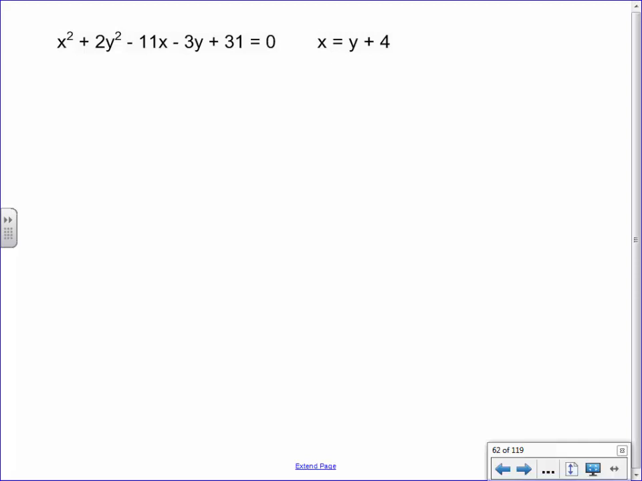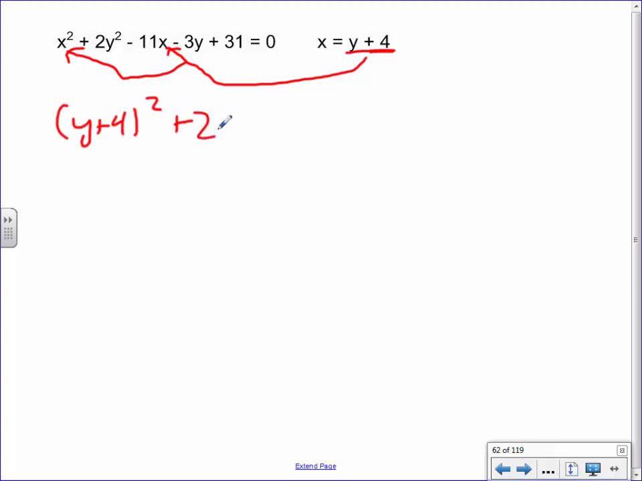Why? Well, I think the best reason is that, look, I have a small little equation here. x is already by itself, right? I don't even have to do any work. I've just got to take y plus 4 and shove it into this x right here and that one right there. I have to do it in both spots. Okay, so rewrite it out. It now means that I have (y + 4) squared plus 2y squared minus 11(y + 4) minus 3y plus 31, and it's equal to 0.